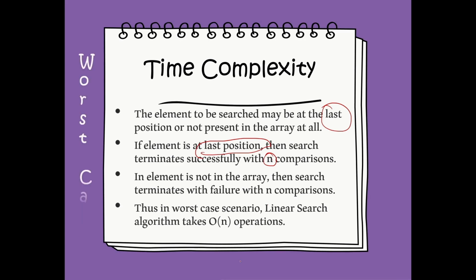There can be another situation for worst case scenario. It might happen that the element does not even exist in the array. So once you are done with n comparisons, you will realize that the element is not even in the array. So that is also worst case. So linear search algorithm in worst case scenario will be taking O of n operations. Let's see how.